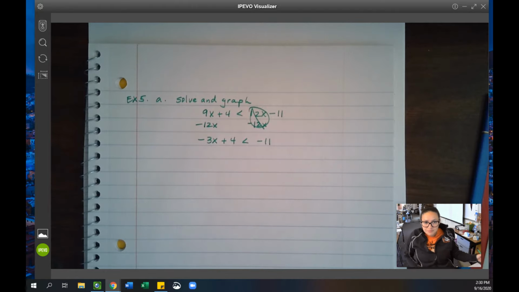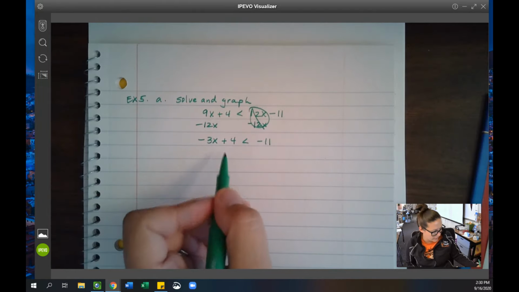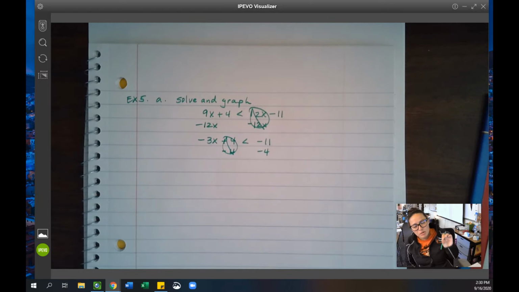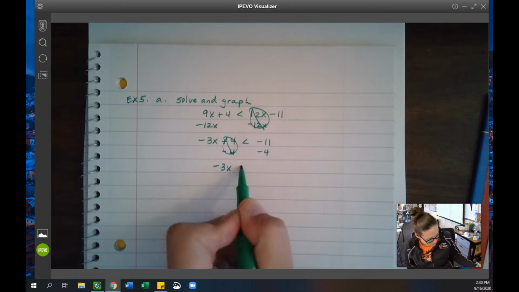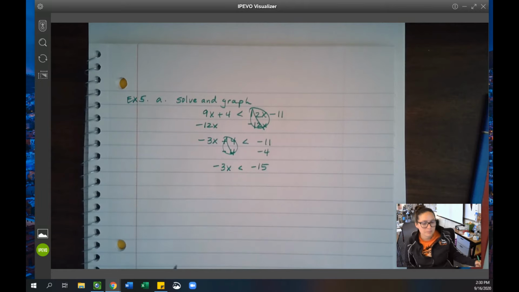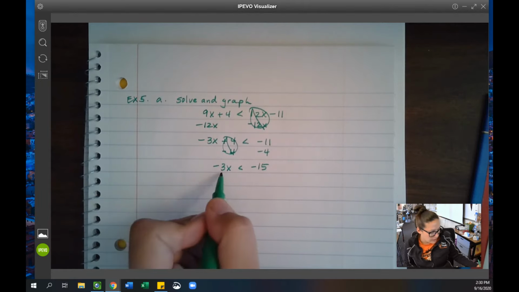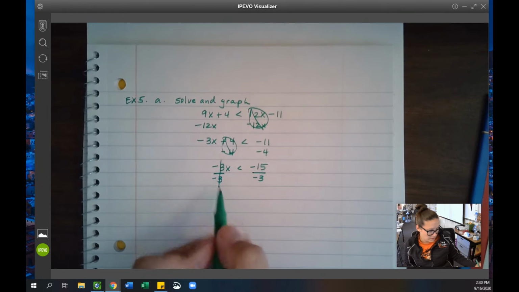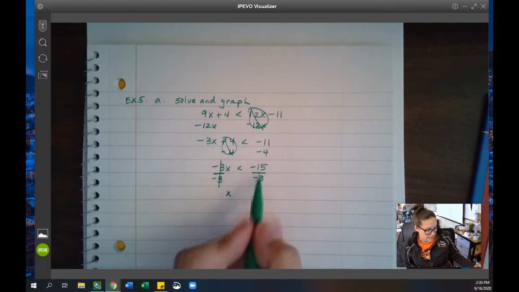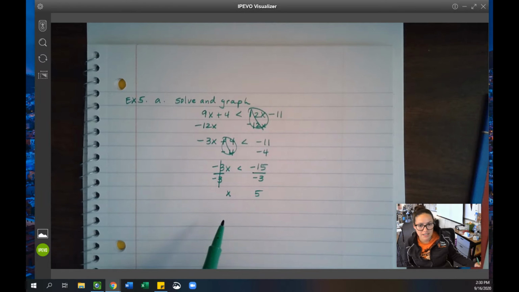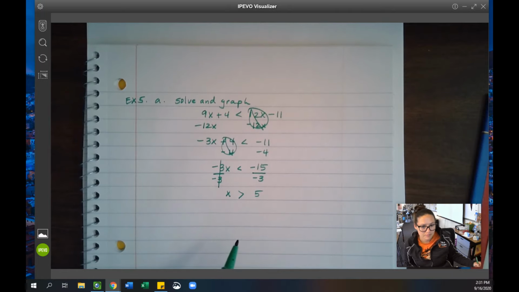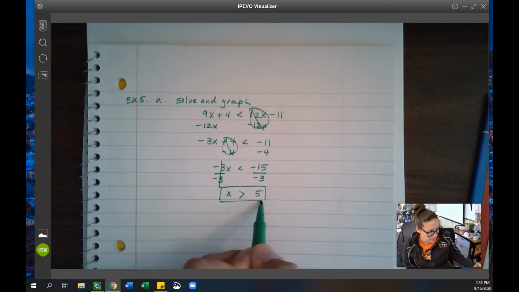Okay, now what do we have to do? We have to subtract 4 from both sides. Solving inequalities is 99% just like solving equations. So now I have negative 3x is less than negative 15. And now we're going to divide both sides by negative 3. That's 1. So I have 1x. This is a positive 5 because I did a negative divided by a negative. And I have to flip the sign. X is greater than 5.